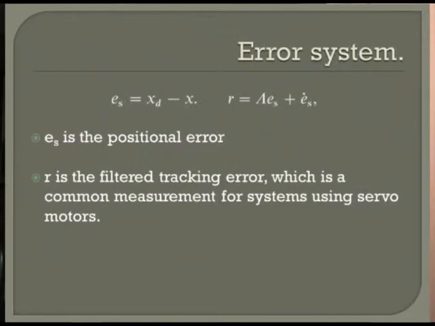So it's worth mentioning that the error system E is the difference between the desired and actual position, and the authors claim that R, which is the filtered tracking error, is a common measurement for systems using servo motors. The value for gamma there, in the simulation we do, is actually 20. So it fairly heavily weights the positional error over the velocity error.